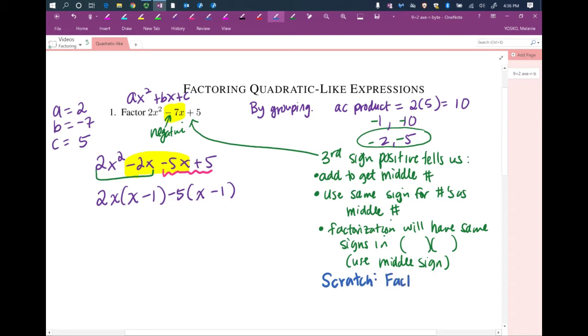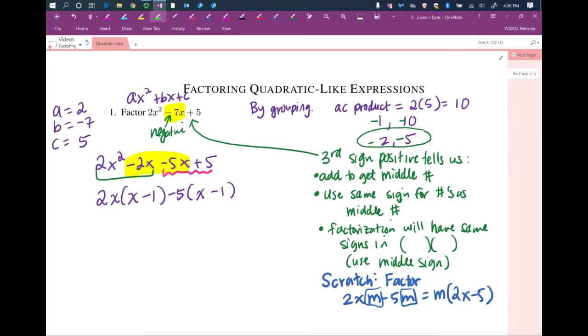So if we're doing some scratch, I want you to factor 2x times m minus 5m. Well, you see both of these have an m in common. So they both have an m right here. And then we read off the rest, right? 2x minus 5.